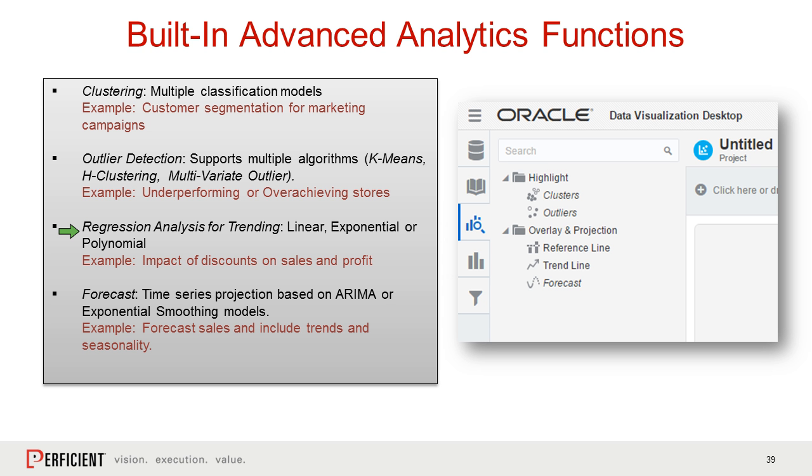There's also regression analysis. There's the simple regression, but there's also more advanced exponential and polynomial. Very useful if you want to see, for example, impact of discount on sales and profit and how different metrics affect each other. And there's also forecasting, which is very useful to project, for example, sales revenue. It also has models that include trends and seasonality in your historical data. So if you are a water company that sells water, there's obviously times of the year where there's higher sales, and those type of seasonality can be included in the forecast.